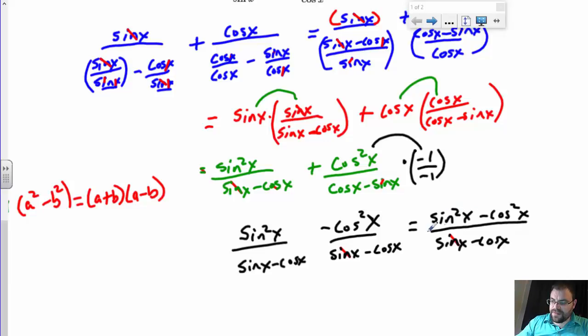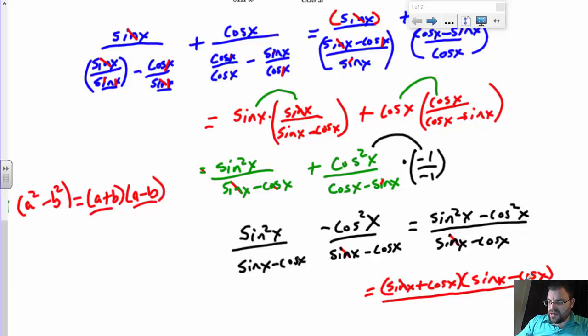So we could actually write the top of this equation as sine of x plus cosine of x times sine of x minus cosine of x. Same thing that I'm doing here. It's like a plus b times a minus b. And this is going to be over sine of x minus cosine of x.